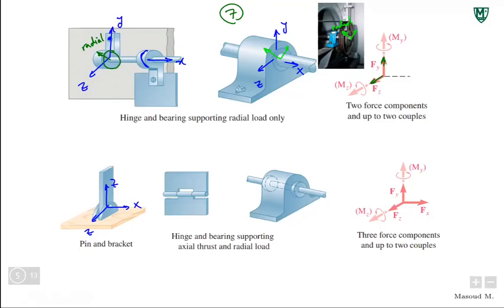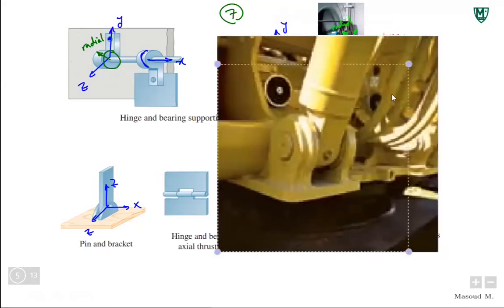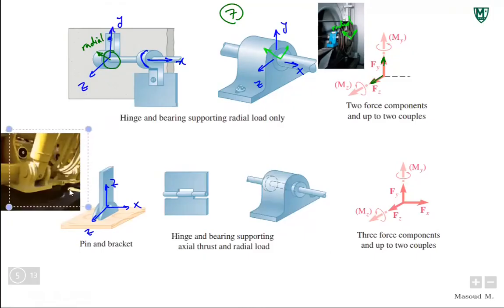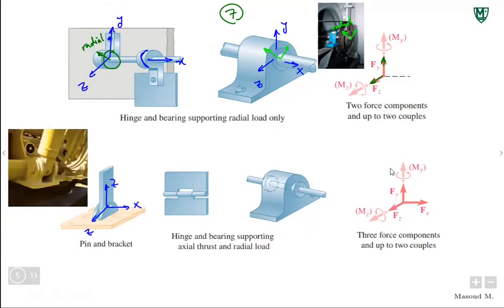So, this is a pin support in a real structure, actually. I think it's part of a tractor. At least that's what the textbook says, I believe. So, when you have a pin support, look at not the photo, but the image. You can't move in X, Y, or Z.